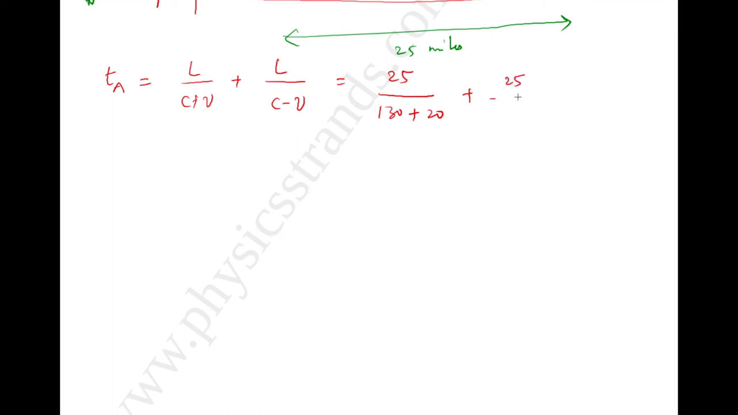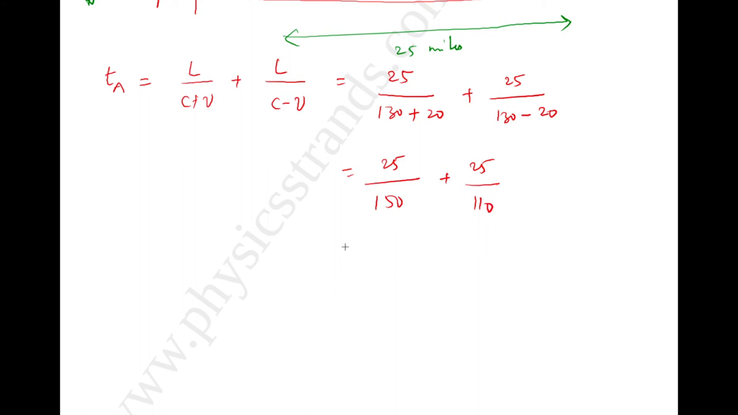For the return journey, it is again 25 miles he's traveling. And he is now against the wind. So it is this 130 minus 20. So that is going to be 25 over 150 plus 25 over 110.